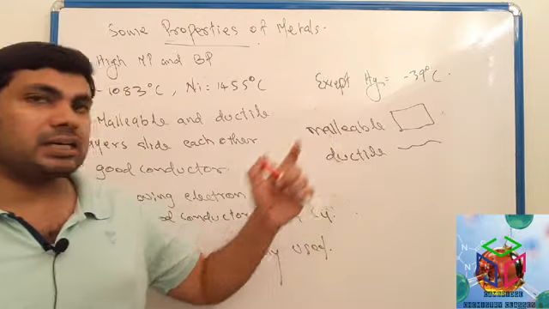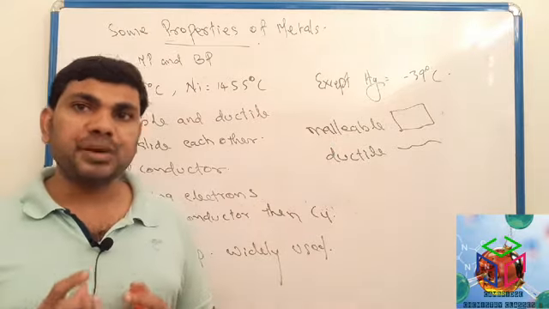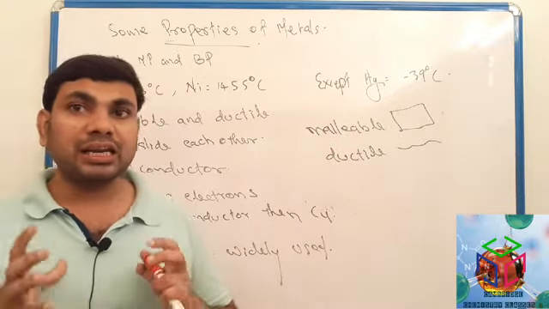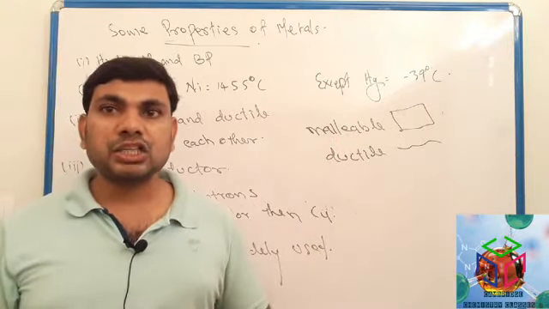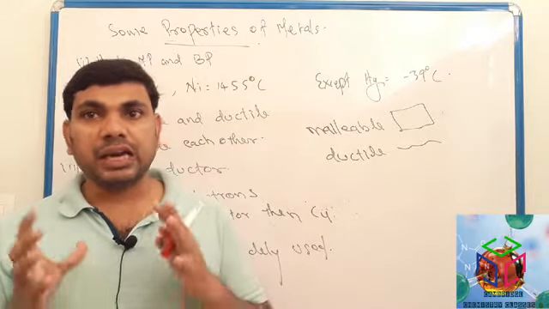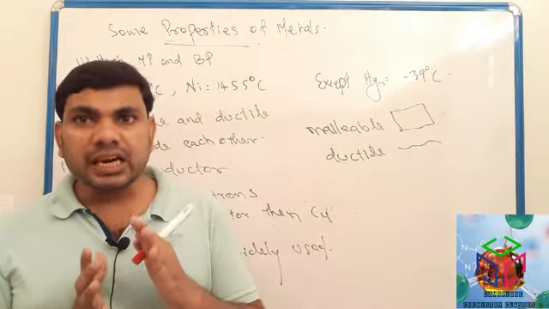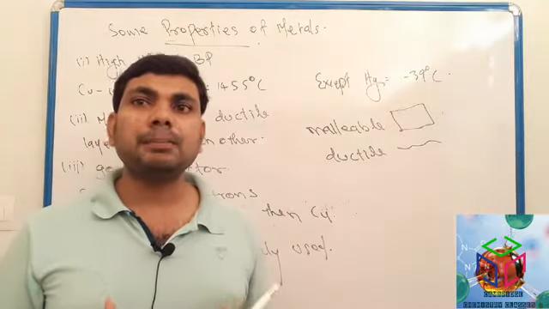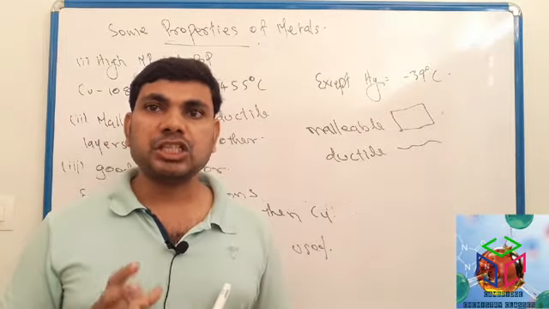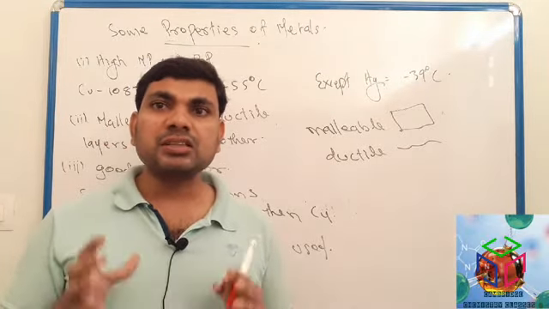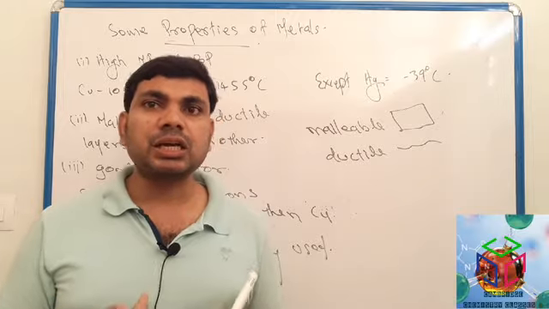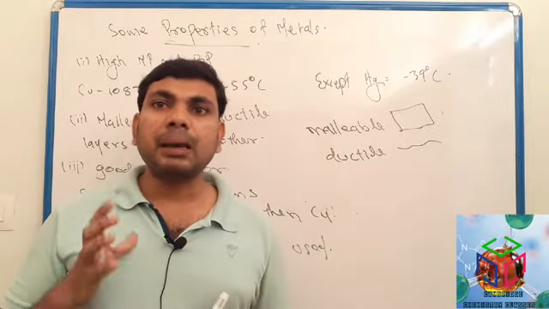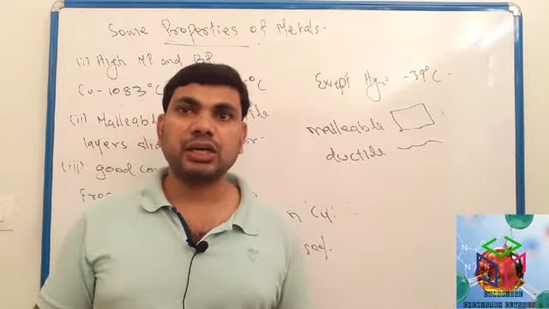You can see here the structure of metal. It consists of a layer-like structure. Metals consist of layers, and these layers can slide over each other. That's why metals are malleable and ductile.